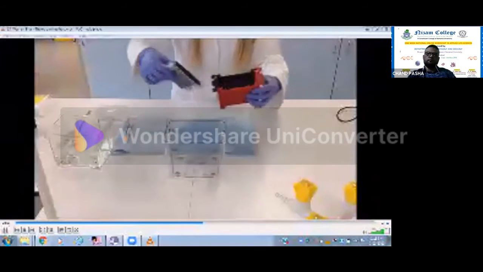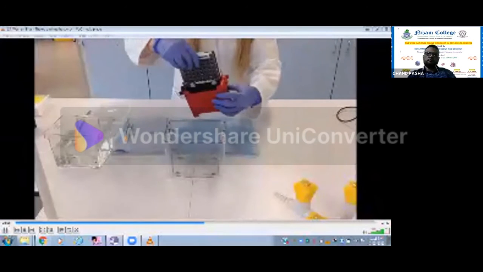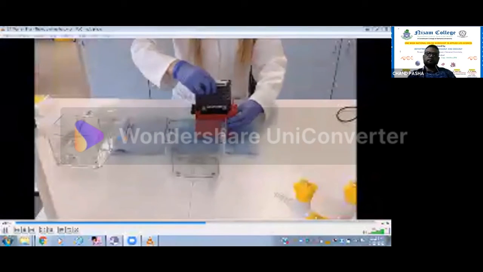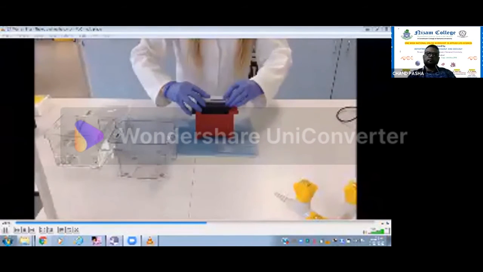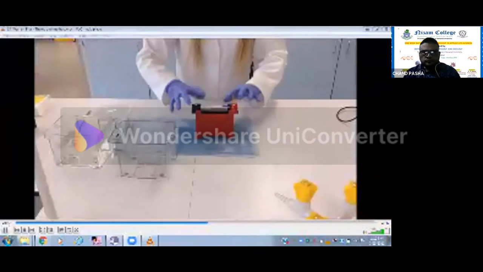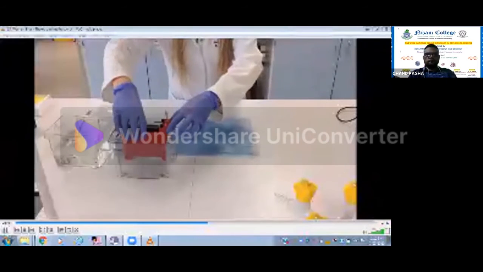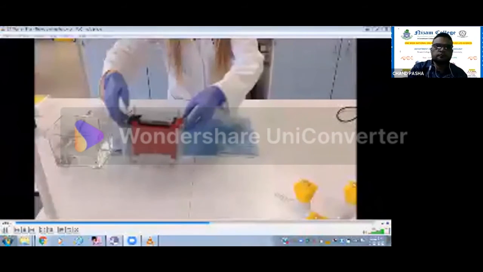You bring over the blotting module and place the cassette into it, ensuring that the black side is facing the black side. Once the module is in place, you can then place it into a gel loading tank.